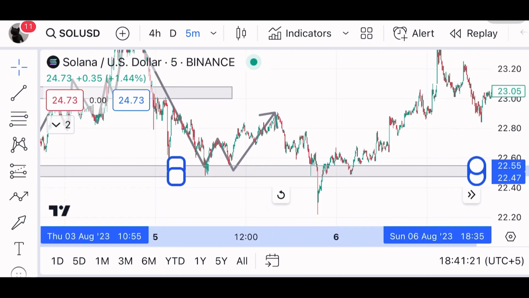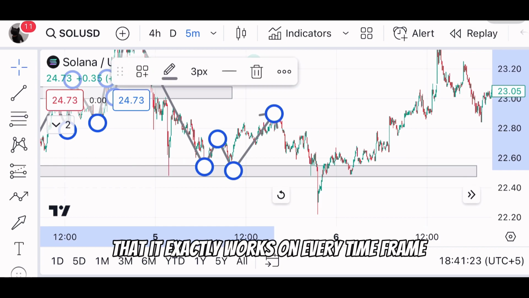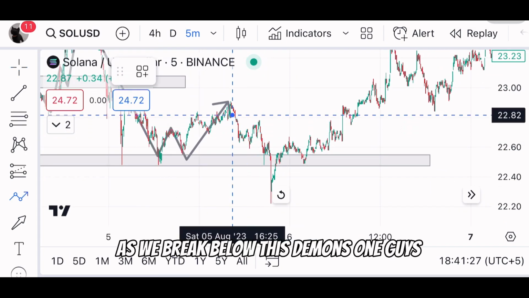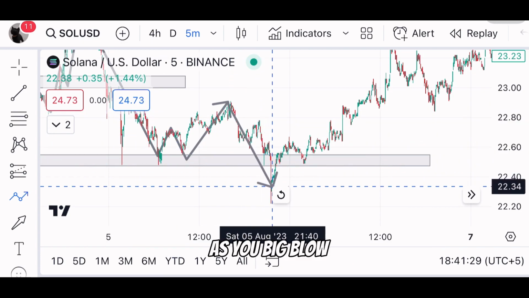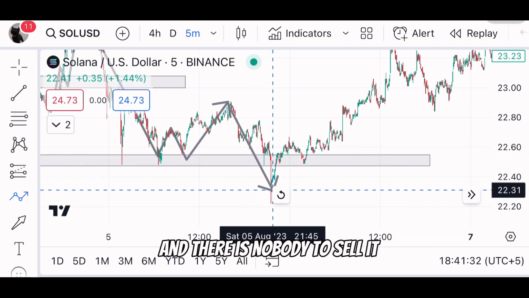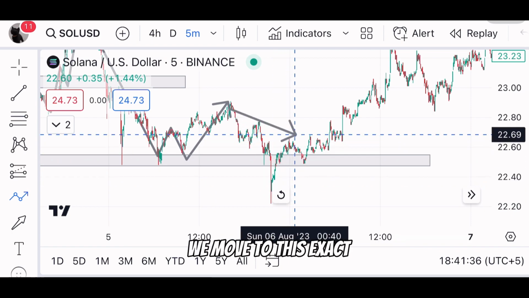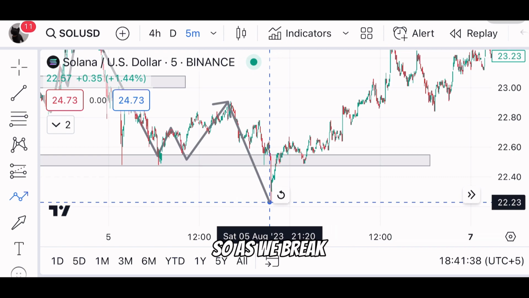You guys can see that if we stretch this, it works on every time frame, guys, it exactly works on every time frame. You can see at this price action, as we break below this demand zone, and there is nobody to sell it, there's definitely a high demand, guys, now.